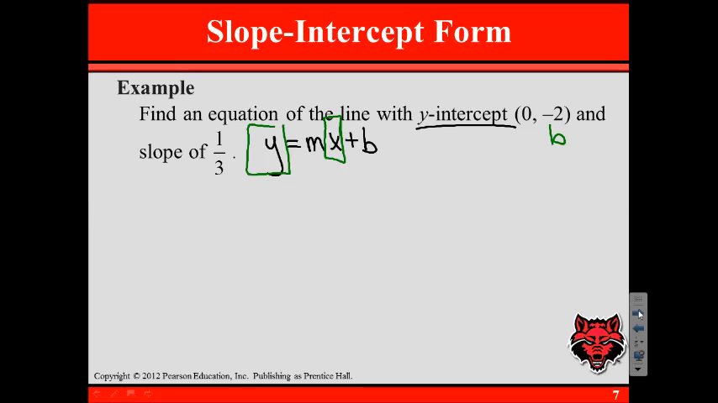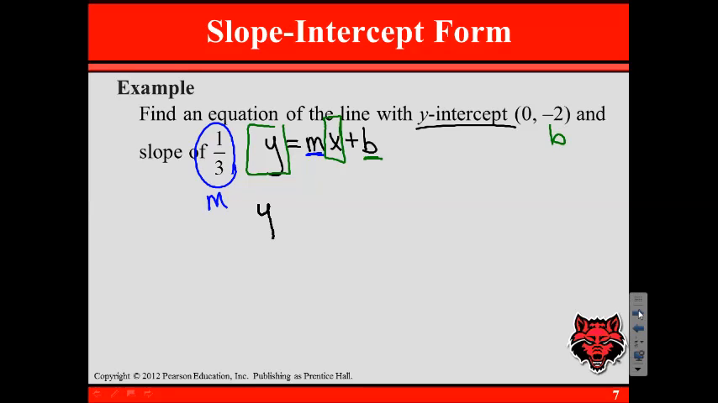As we keep reading, we see the slope is 1/3. And remember, the slope is represented by the letter m. So we're going to put the slope in place of m. We're going to put the y-intercept in place of b. And that will be our equation in slope-intercept form.